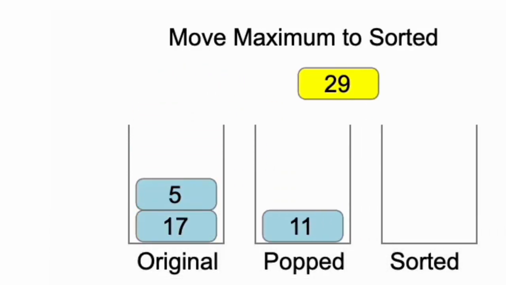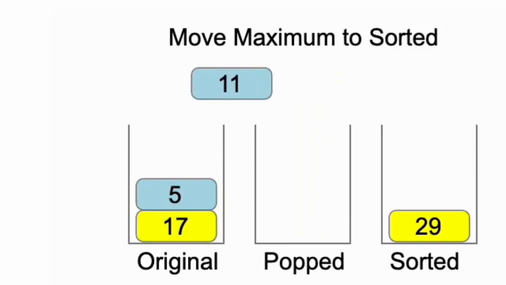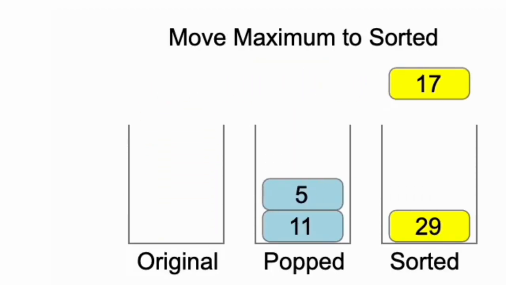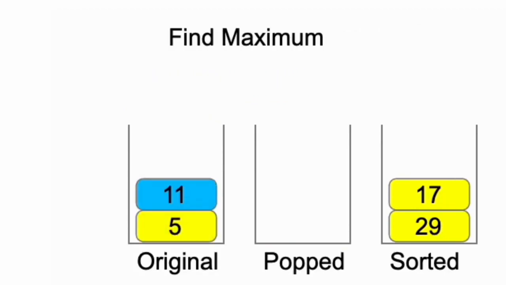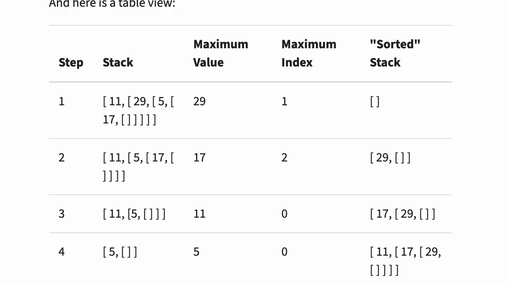We pop the maximum value and we push it to the sorted stack. And we repeat this process until all the elements are in the sorted stack. Here's the table view. In step 1, we popped 29 and pushed it into the sorted stack.